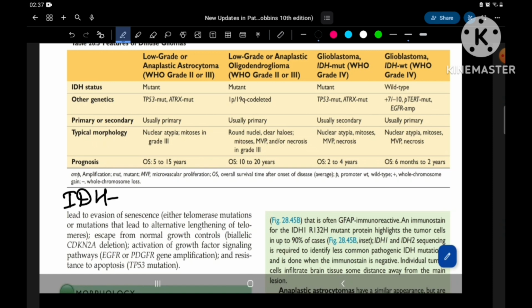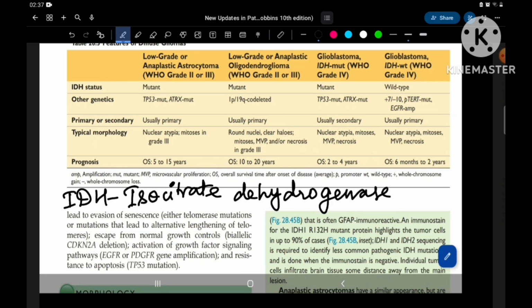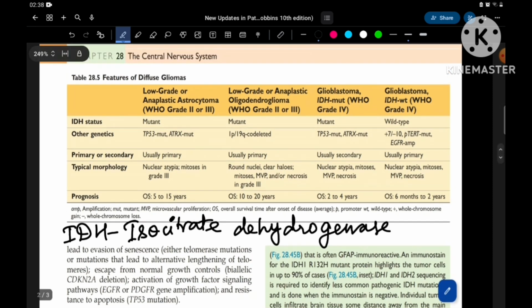IDH stands for isocitrate dehydrogenase, guys. There are mutations in the IDH gene and IDH protein. That's why this has been classified as IDH mutant variety and IDH wild variety. Okay, guys, if you see here, I'll just give a fast read.